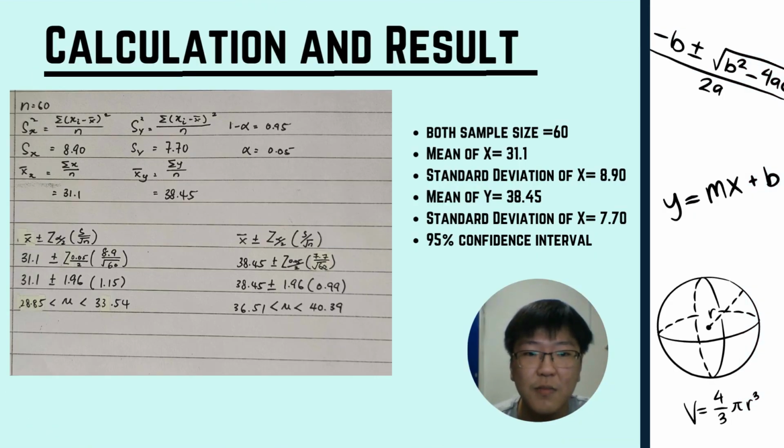For the calculation, the sample size of both advertising expenditure X and sales performance Y used is 60. The mean and standard deviation of X calculated are 31.1 and 8.9. The mean and standard deviation of Y calculated are 38.45 and 7.7. A confidence interval of 95% is used.